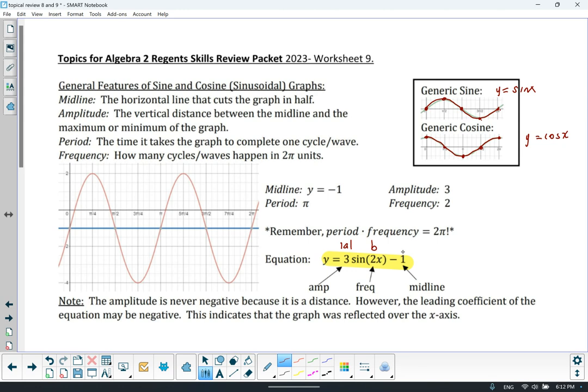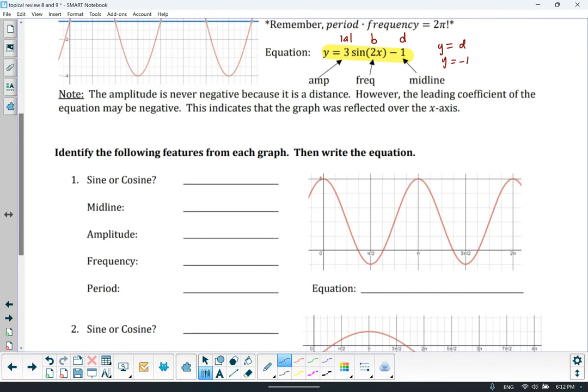And then the vertical shift, which is often represented with a d, can be negative. In our case, it's -1, and it's how you shift. And the equation of your midline is y is equal to whatever that value is. In this case, it's y equals -1. If there's a negative in front of the coefficient, that leading term, then it flips the equation over the x-axis. And that's important to know.